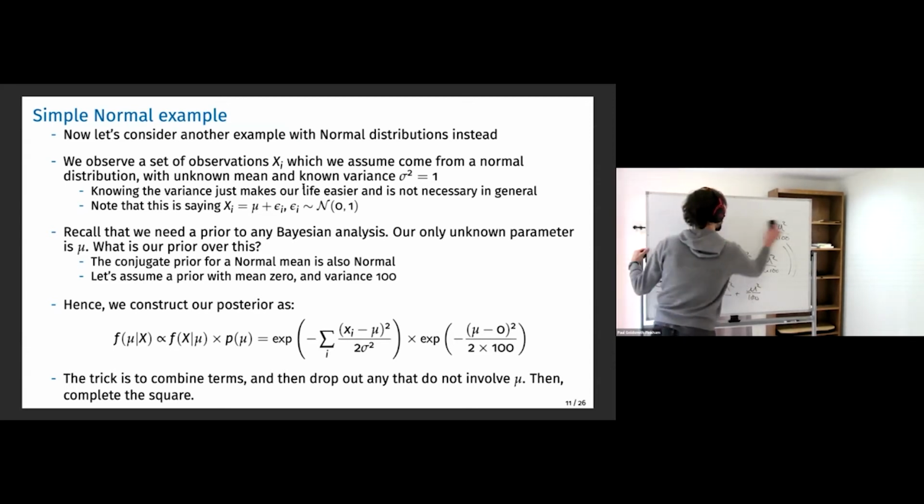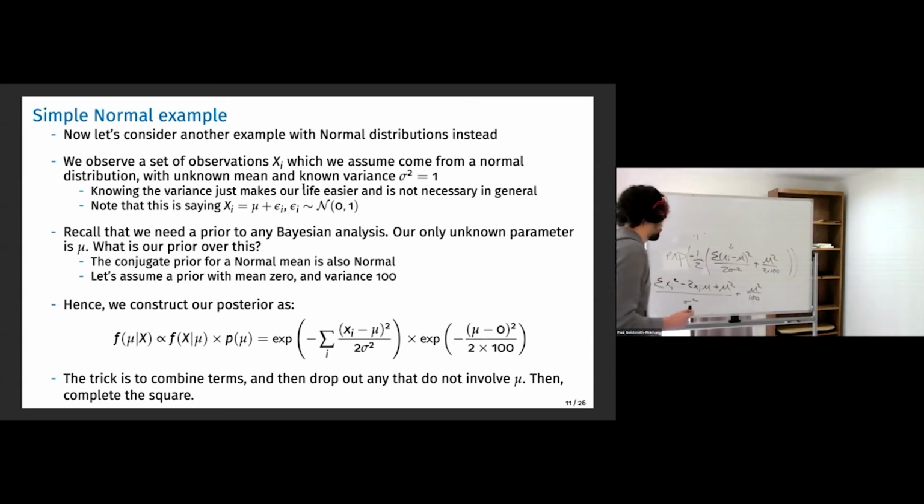The trick to the whole thing is to say, well, we have mu squared, and we have 2 of these mu squareds. We have mu squared times 1 over sigma squared, and I'm sorry, we should do the sums out, right? So we should have a sum here, and then this should be n times this, because we're summing it up n times. And so what we're going to have is n over sigma squared plus 1 over 100.